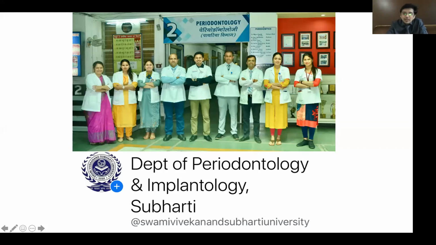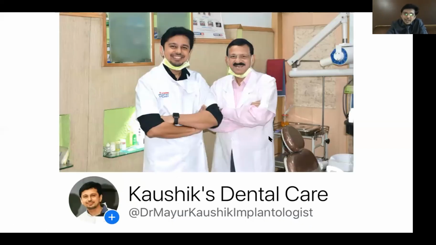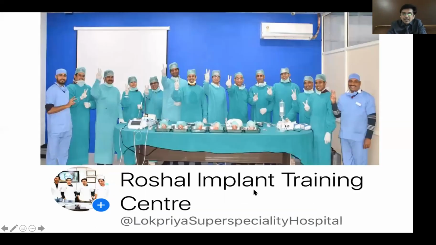I also have a clinic by the name of Kaushik's Dental Care where I practice with my father. My father is a general dentist, and this is the implant training center in which I am a mentor. So, we are four mentors as such. Myself, then I have Dr. Rohit with me. Dr. Rohit is the director of Lokpriya Super Speciality Hospital, and he's an endodontist himself. Roshal basically is short for Dr. Rohit and Dr. Shalya. Dr. Rohit being the director of Lokpriya Super Speciality Hospital, and Dr.